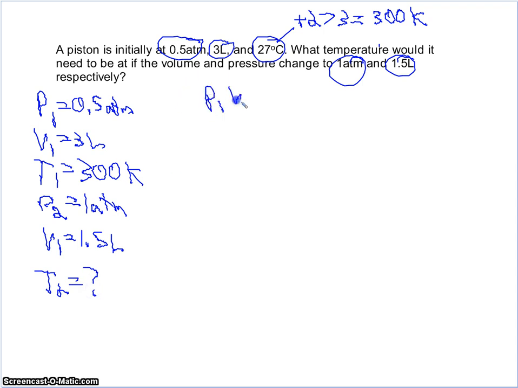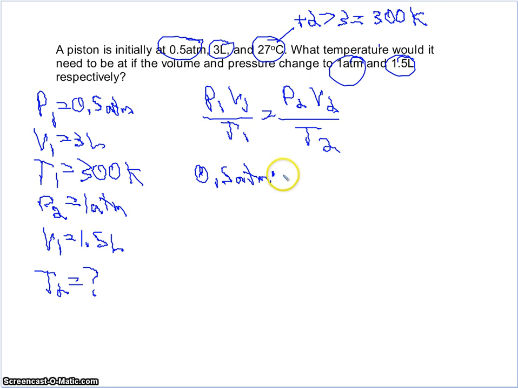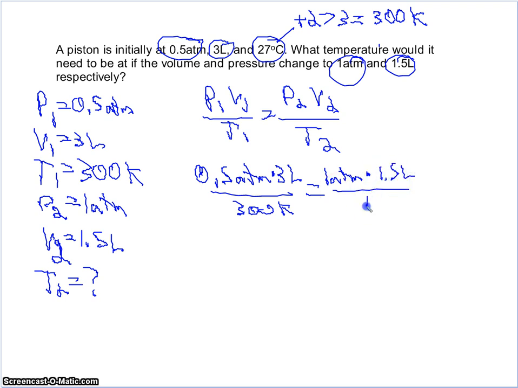So I'm going to write the combined gas law and then plug in. I feel like I'm less likely to make a mistake if I write the combined gas law first. So I start plugging in 0.5 atm times V1, 3 liters, over T1, 300 K, equals P2, 1 atm, times V2. Is that? Oh, no, that's V2. I wrote V1. I hope you caught that. So 1.5 liters over T2.